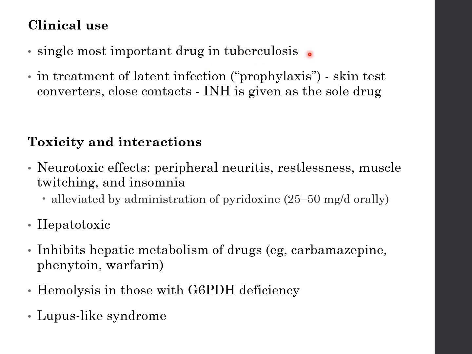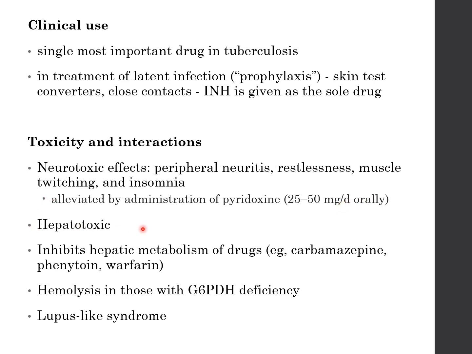It is the single most important drug in the treatment of tuberculosis infection, and for prophylaxis, for those who are tuberculin skin test converters, or those with close contact with an infectious case, isoniazid is given as the sole drug. For toxicity, it exhibits neurotoxic effects like peripheral neuritis, restlessness, muscle twitching, and insomnia. That's why most isoniazid preparations are also coupled with pyridoxine. Whenever you have a neurotoxic effect, you can manage it with pyridoxine at 25 to 50 milligrams per day orally.